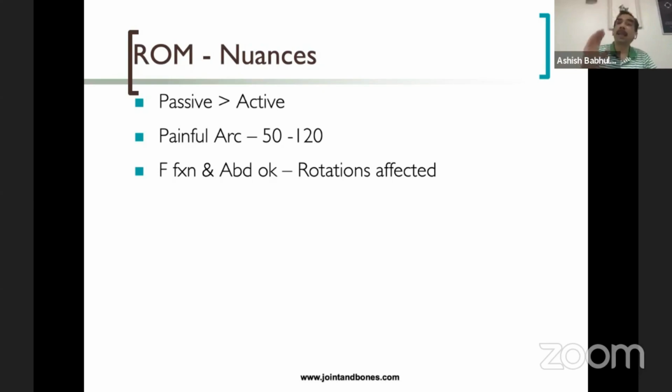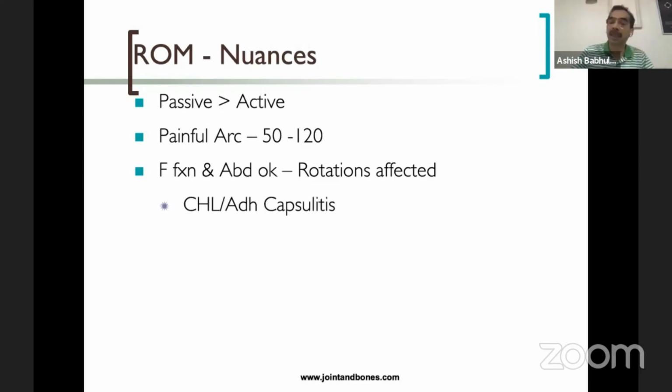A patient has a very reasonable forward flexion and abduction, may not be normal, but say it is 130 degrees abduction and 140 degrees forward flexion. But his external rotation is 10 degrees, internal rotation is 0. You have to imagine that the shoulder joint is a ball and socket joint, and so the rotations are the sine qua non of a shoulder joint as a ball and socket. So when your rotations are affected, it means the ball and socket joint has stopped behaving like a ball and socket joint. It is now behaving like a hinge joint.